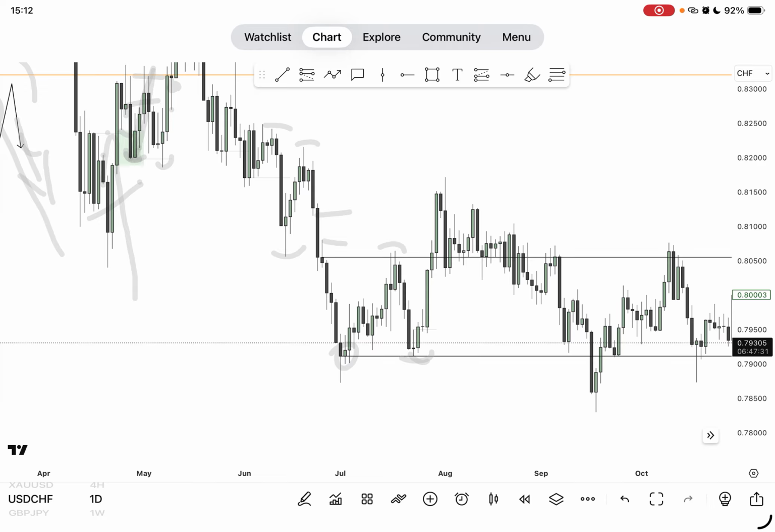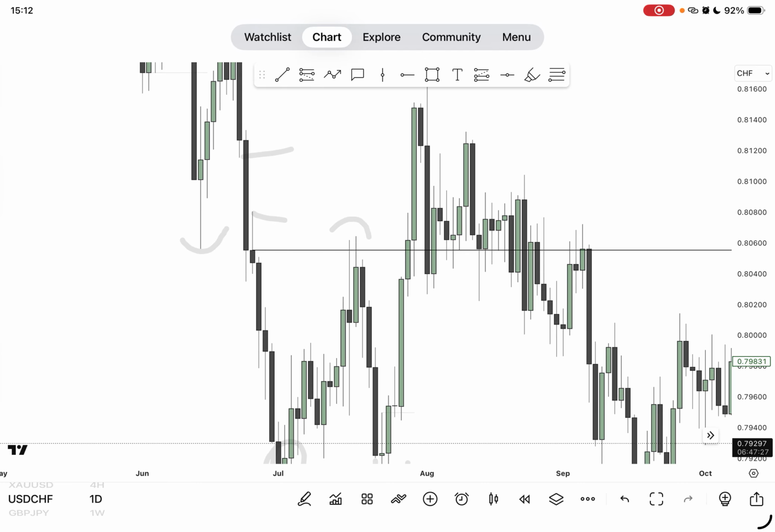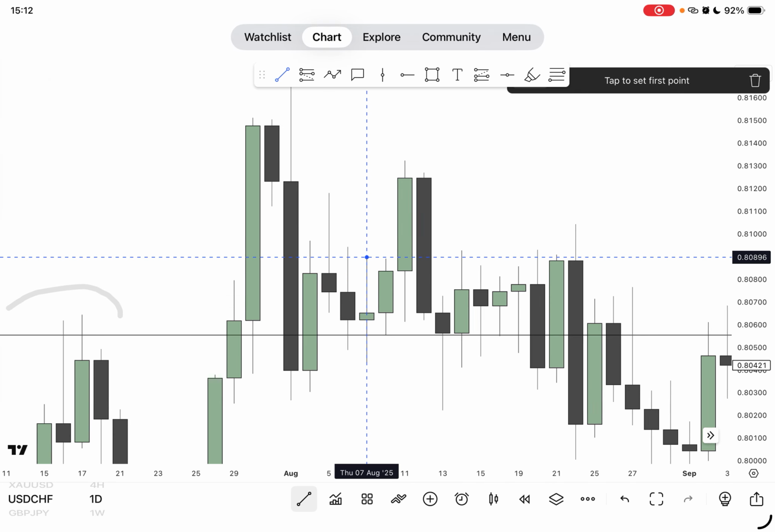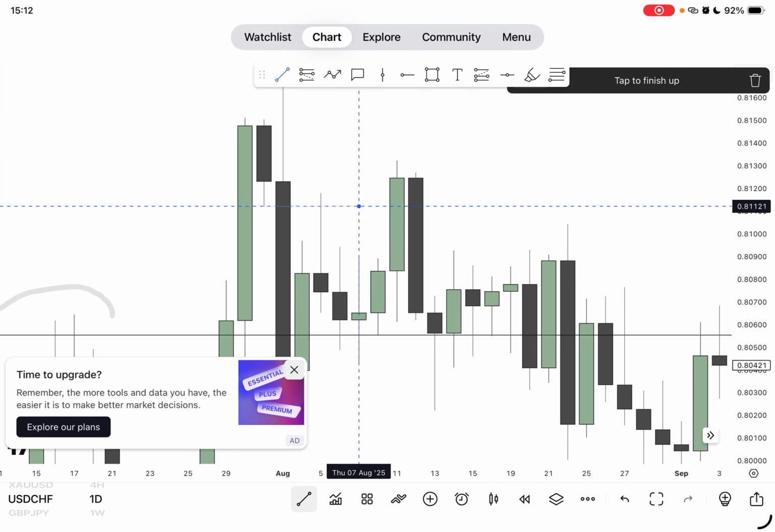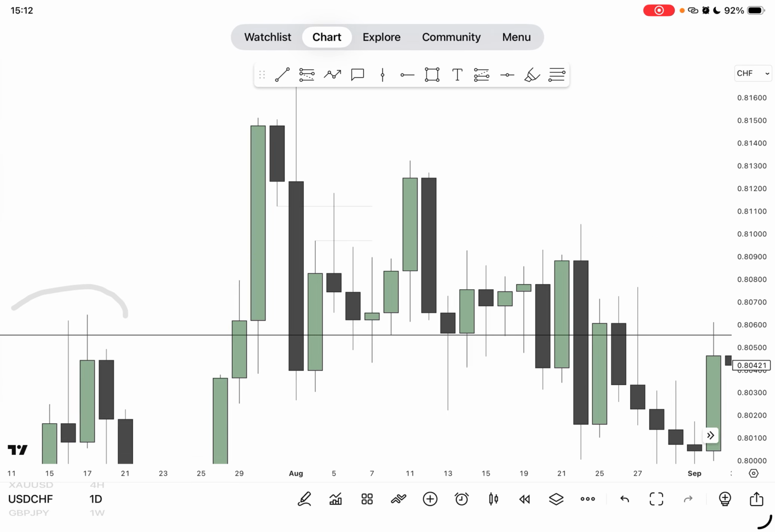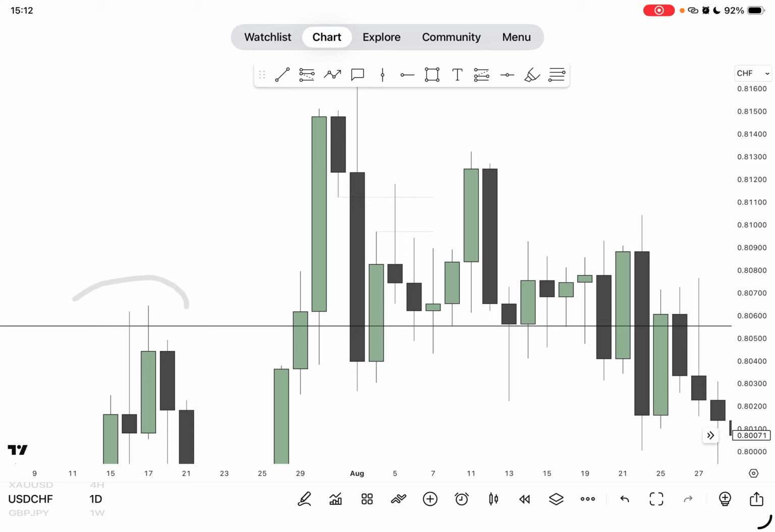Do you understand? And I'm going to tell you that this fails, right? It fails most of the time. Let me show you an example of failure. Right here, price mitigated this fair value gap, right? Price mitigated this fair value gap. Then what happened next? 1 2 3, right?